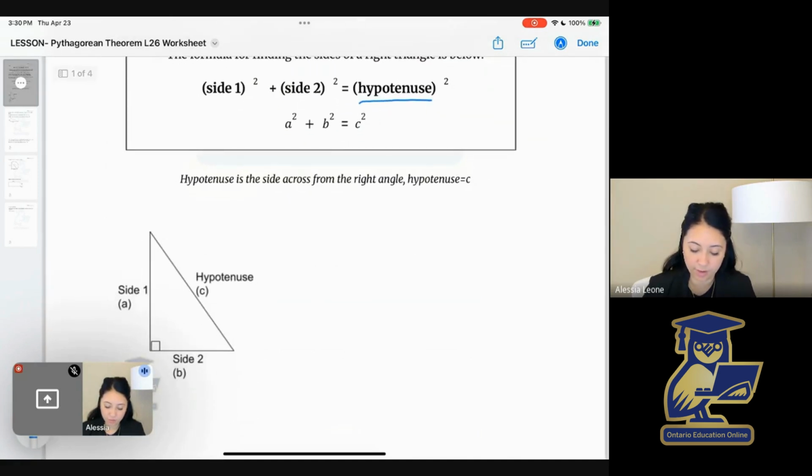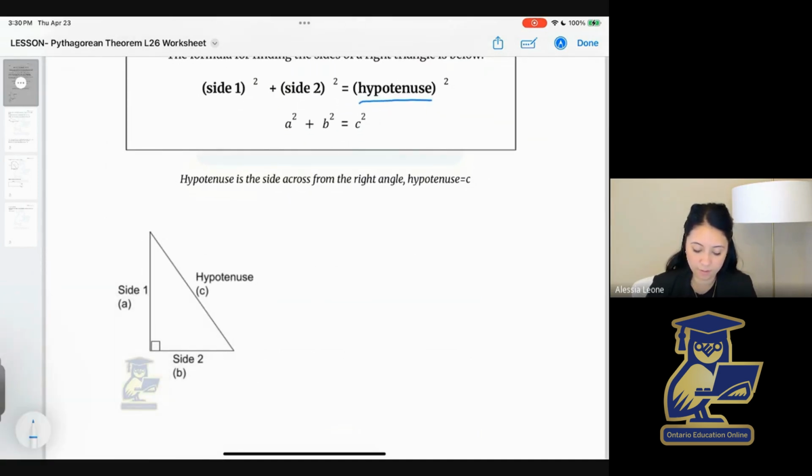Take a look at this triangle. We have side 1, side 2, and our hypotenuse. That diagonal line going across the park is our hypotenuse.